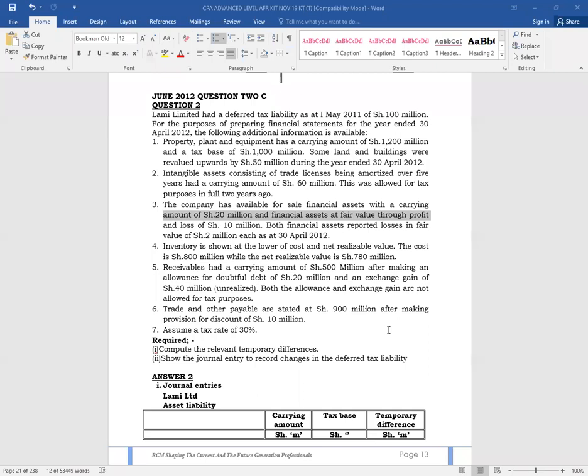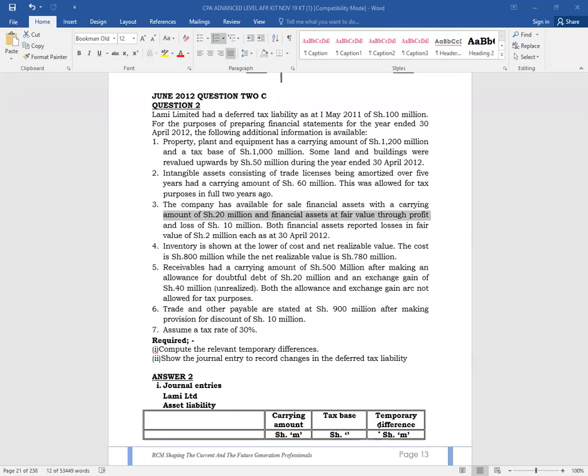So I need to recognize the payable here and put 900 there. So we have the trade payable. The carrying amount is never in dispute. Trade and other payables are stated in our books, net book value is 900, and this is after making a provision for discount of 10 million.